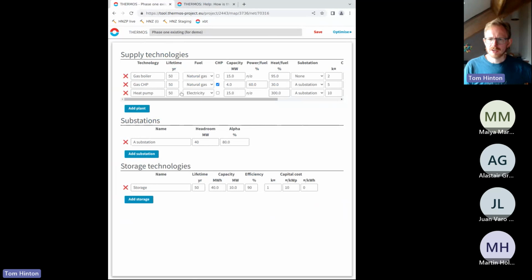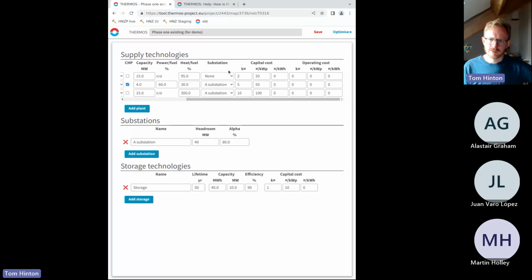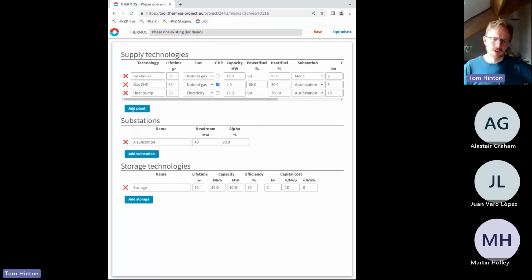So for the technologies, there's a notion of a fuel, and there are prices for that, which I'll come on to. And then there are various costs, as Martin described. These things are all written up in the help, by the way. And similarly for storage, there's some costs. There's an efficiency, which is how much you get out. If you put a megawatt hour in, you get 0.9 megawatt hours out or whatever. And yeah, you can add more kinds of technology if you want to.